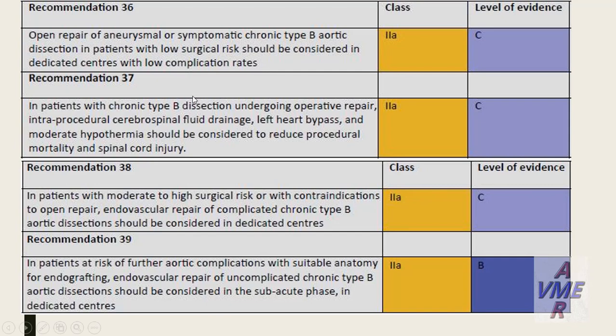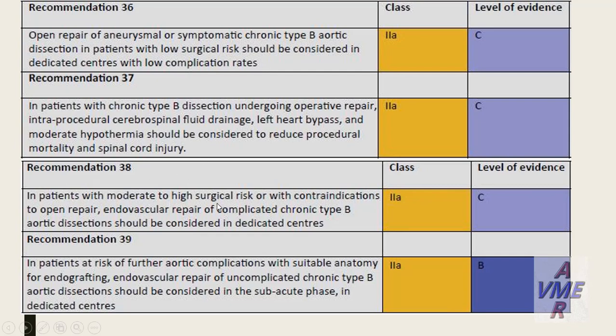Open repair of aneurysmal or symptomatic chronic type B aortic dissection in patients with low surgical risk should be considered in dedicated centers with low complication rate. In patients with chronic type B dissection undergoing operative repair, intra-procedural CSF drainage, left heart bypass, and moderate hypothermia should be considered to reduce the procedural mortality and spinal cord injury.